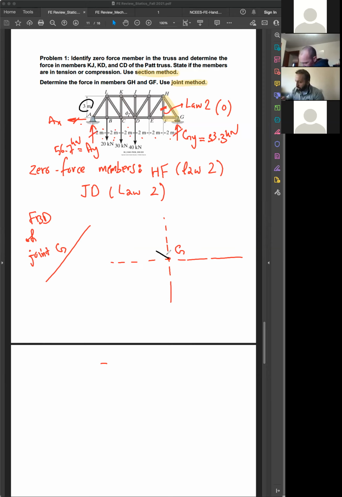Show a portion of the members attached there. So you have one member like this, one member like this. Show all the different forces applied to the system. So you have this reaction, 33.3. You have this internal force here, TGH. You have one internal force here, GF.